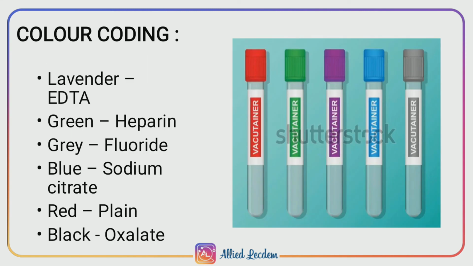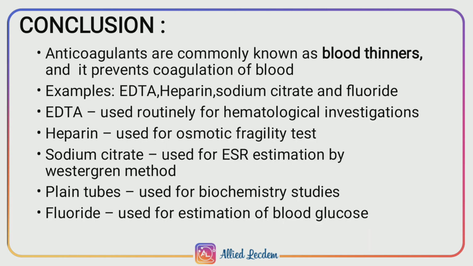Color coding. Here are the different color coded vacutainers with different anticoagulants. First, lavender color that contains EDTA, then green, heparin, grey, fluoride, blue, sodium citrate, red, plain tube with no anticoagulant, black for oxalate.